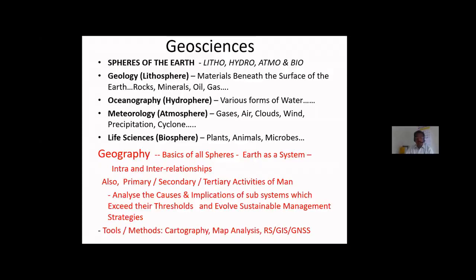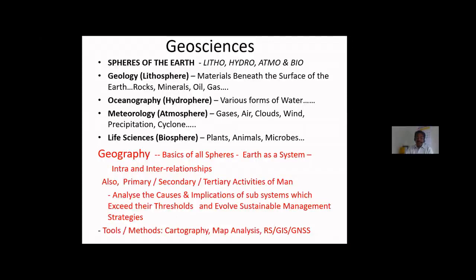And then it also concerns the study of primary, secondary, and tertiary activities of man. This is the second aspect. So your geographers would know the fundamentals of all spheres, intra and interrelationships. Secondly, they should be understanding the primary, secondary, and tertiary activities of man. And the third one is the maps.